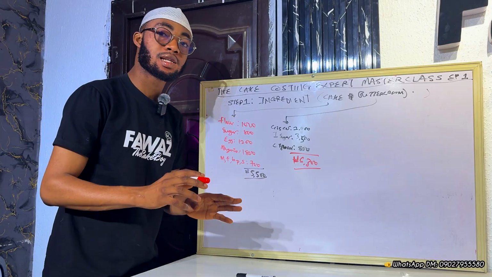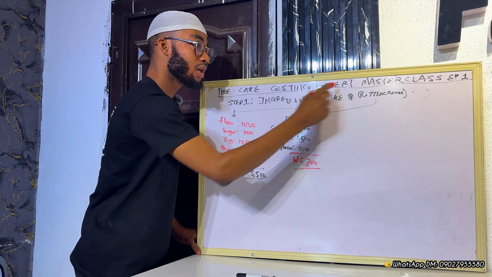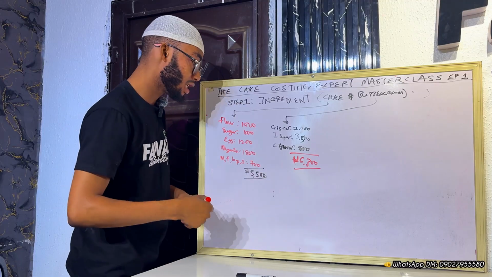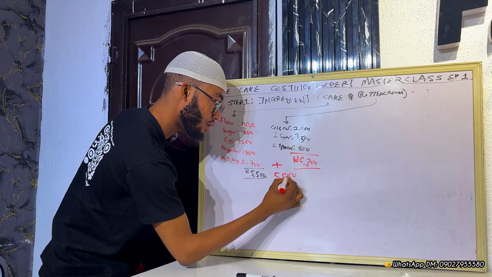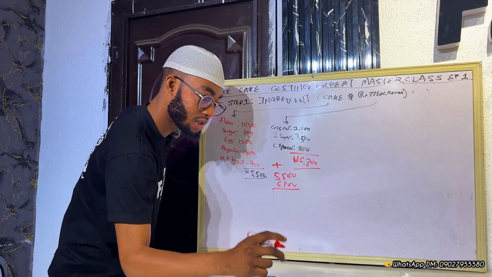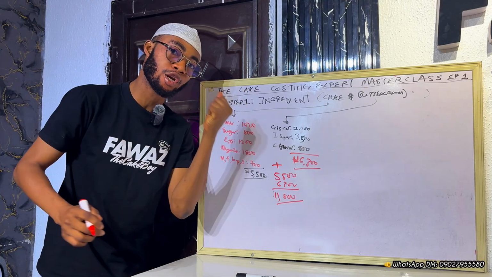Now, in a more analytical way, step one is costing my cake. Step two is costing my buttercream. Now, let us add these two together to give us step three. That means the addition of 5,500 and 6,300. We are having about 11,800. Keep that in your palms.